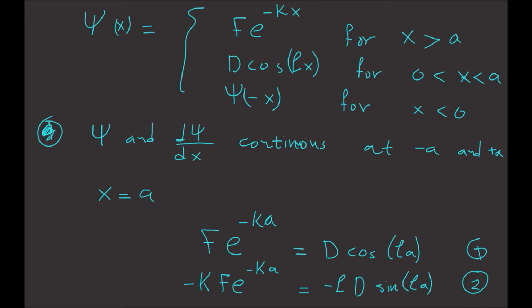So dividing equation number 1 by equation number 2, we get k equals L times tangent of L times a, right? So now for the formula for the allowed energy, since k and L are both functions of E, to solve for E we need to adopt some new notation.